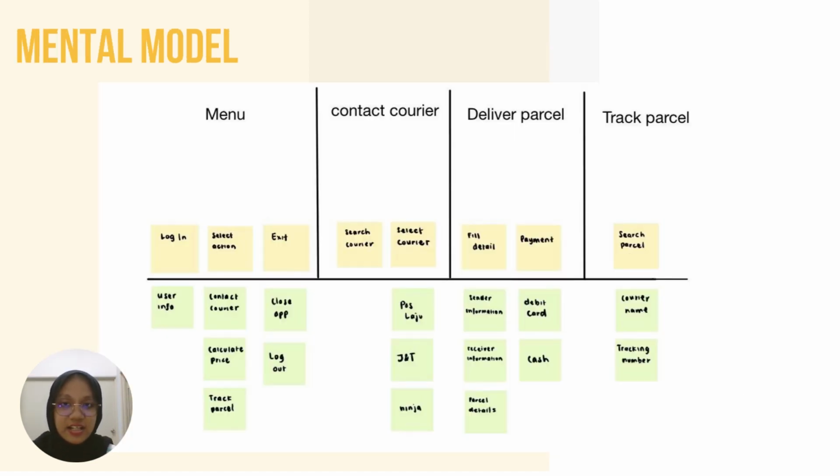Next, in this slide, this is our mental model that we categorize in four things, which are menu content, courier, delivery parcel, and track parcel.